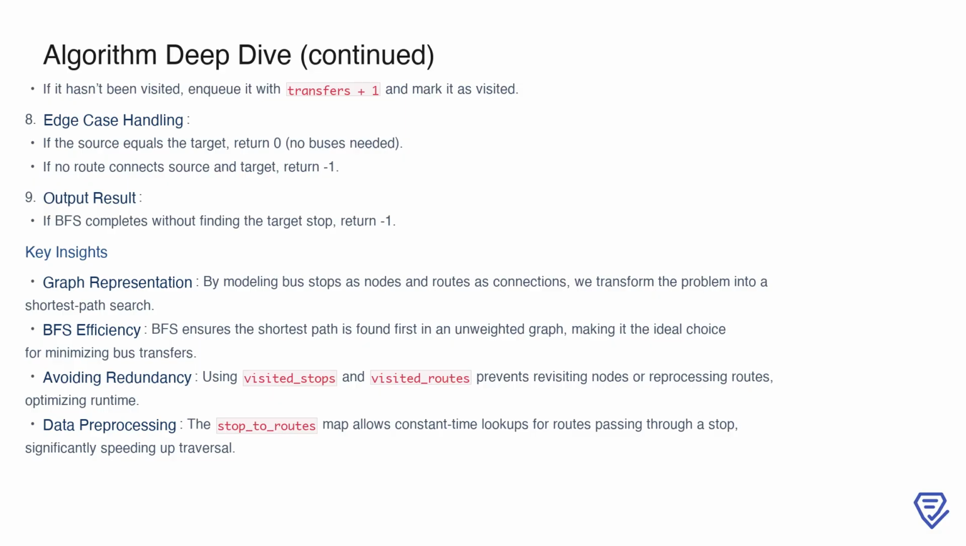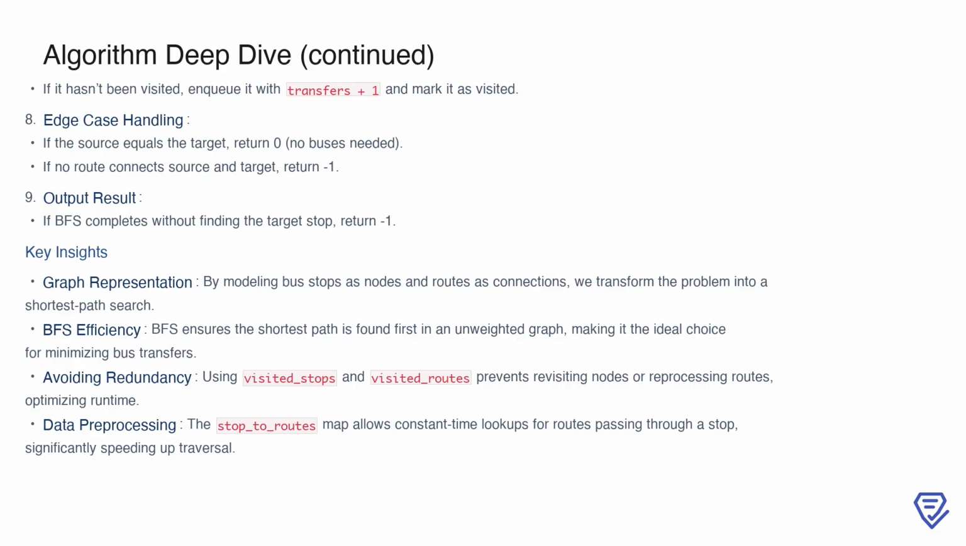There are also critical edge cases to handle. If the source stop is the same as the target, no buses are needed, so we immediately return 0. On the other hand, if there's no possible route connecting the source and target, the result should be -1, indicating that the destination is unreachable. Once BFS finishes traversing all possible paths without finding the target, we return -1 as well. These conditions ensure the algorithm handles all scenarios robustly.